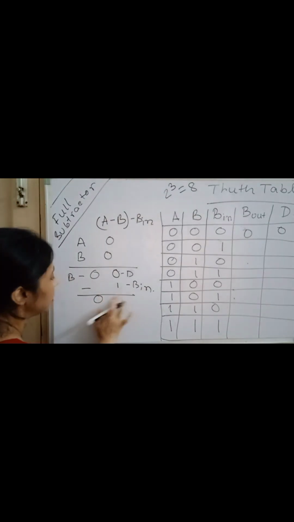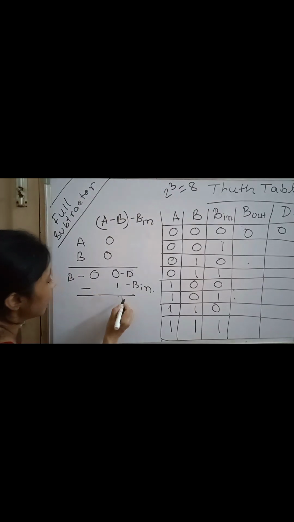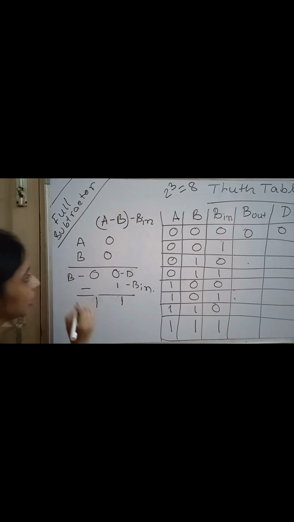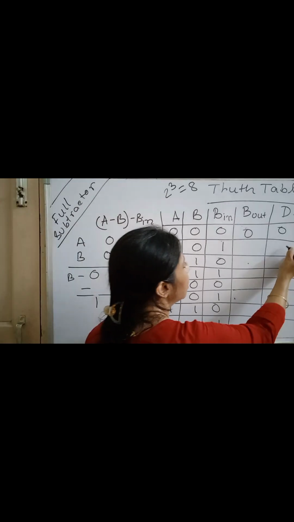Right? So difference 1 and borrow is also 1. So what will be the output? Difference 1, B out 1.